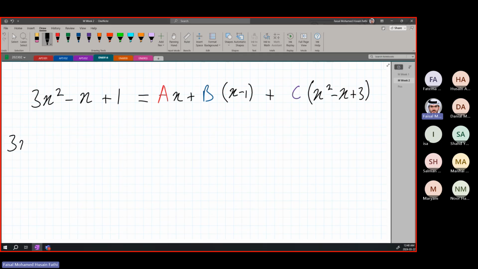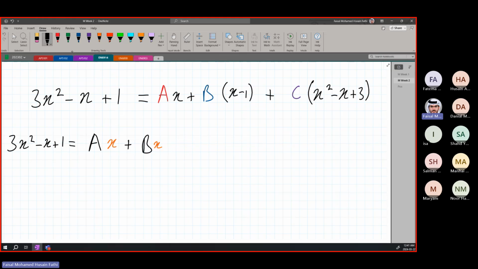So 3x squared minus x plus 1 is equal to, let's just distribute everything. So what I'm going to do is highlight the x's and the x squared and all of that. So we're going to have a into, I'm going to highlight x with orange, plus b into x.